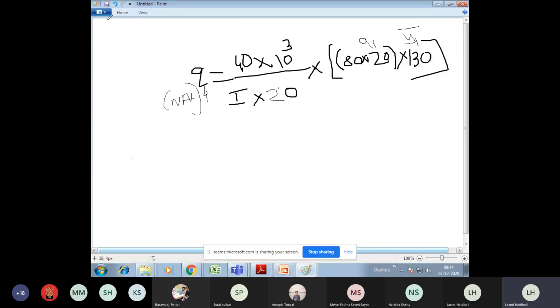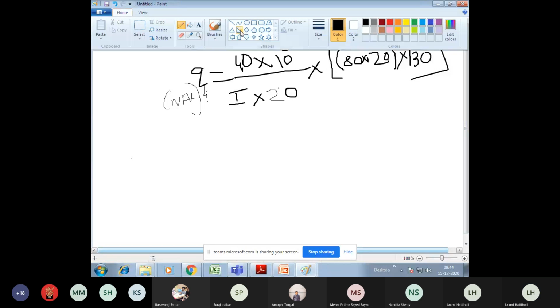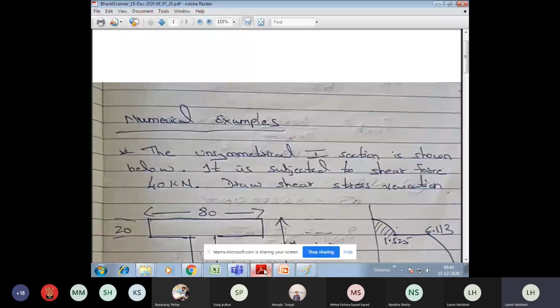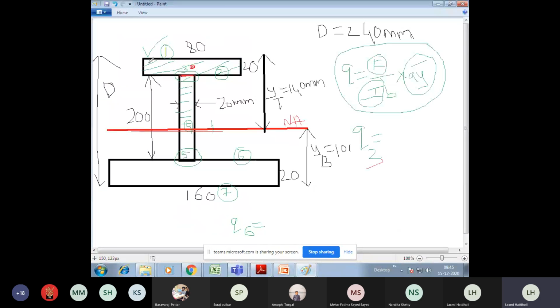Let me take another bracket here so that it is clear to you. So this plus the second area now. Where is your second area? See, first of all, just consider this now. Top flange, this shaded area, 80 into 20, area is the same. Into Y bar. What is Y bar?